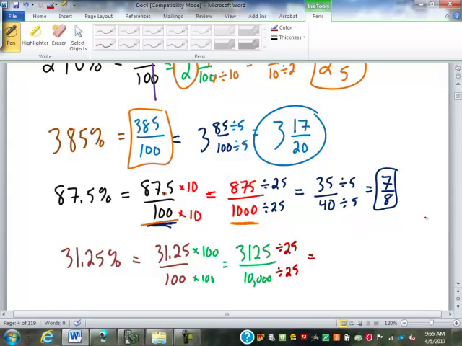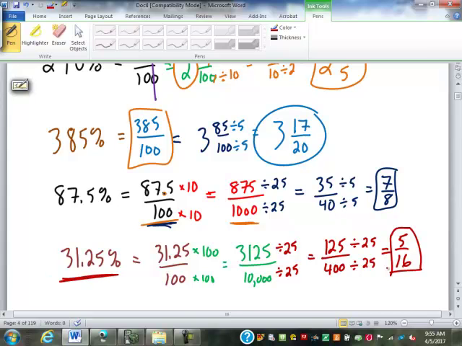3,125 divided by 25 is 125. 10,000 divided by 25 is 400. Both of those can still be divided by 25. 125 divided by 25 is 5. 400 divided by 25 is 16. So 5/16. 31.25% is equivalent to 5 out of 16.